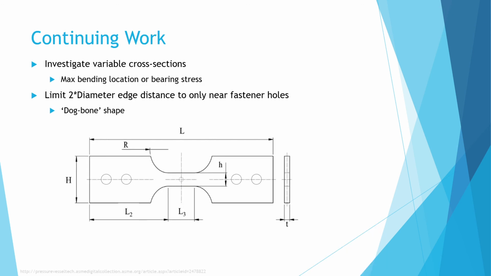If I were to continue this work, it would be interesting to investigate variable cross-sections. This would allow more material at the max bending location or bearing stress location. I'd also investigate limiting the 2 times diameter edge distance to only near the fastener holes. This would essentially be a dog bone specimen shape commonly used in tension experiments. This could provide an overall optimized volume better than a constant cross-section.